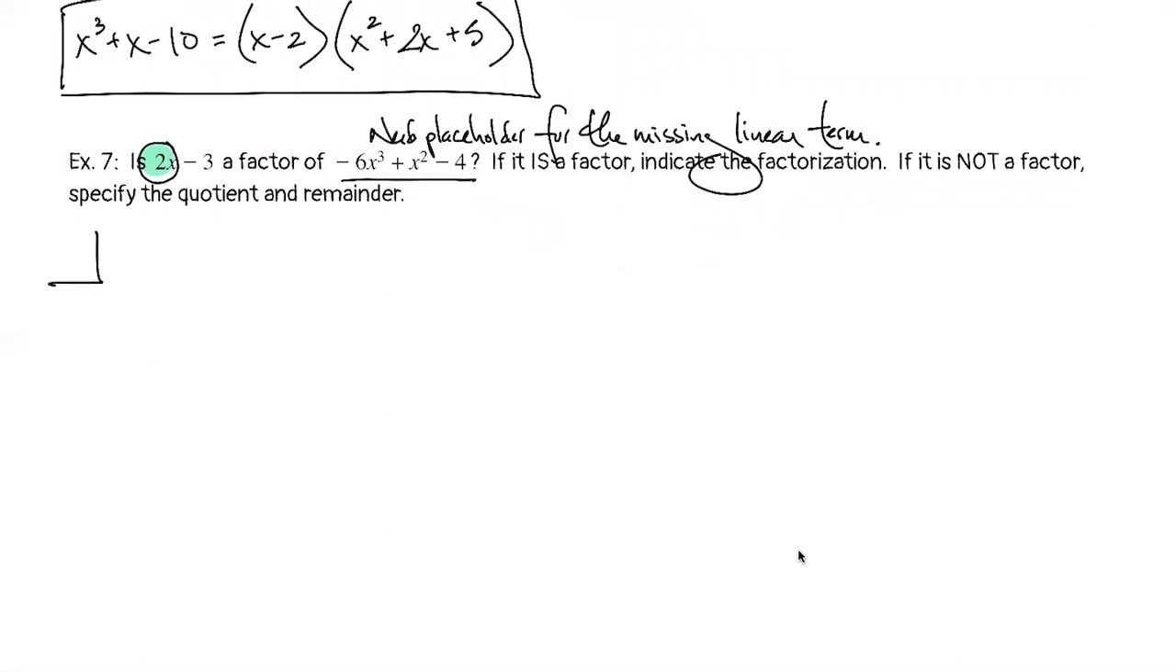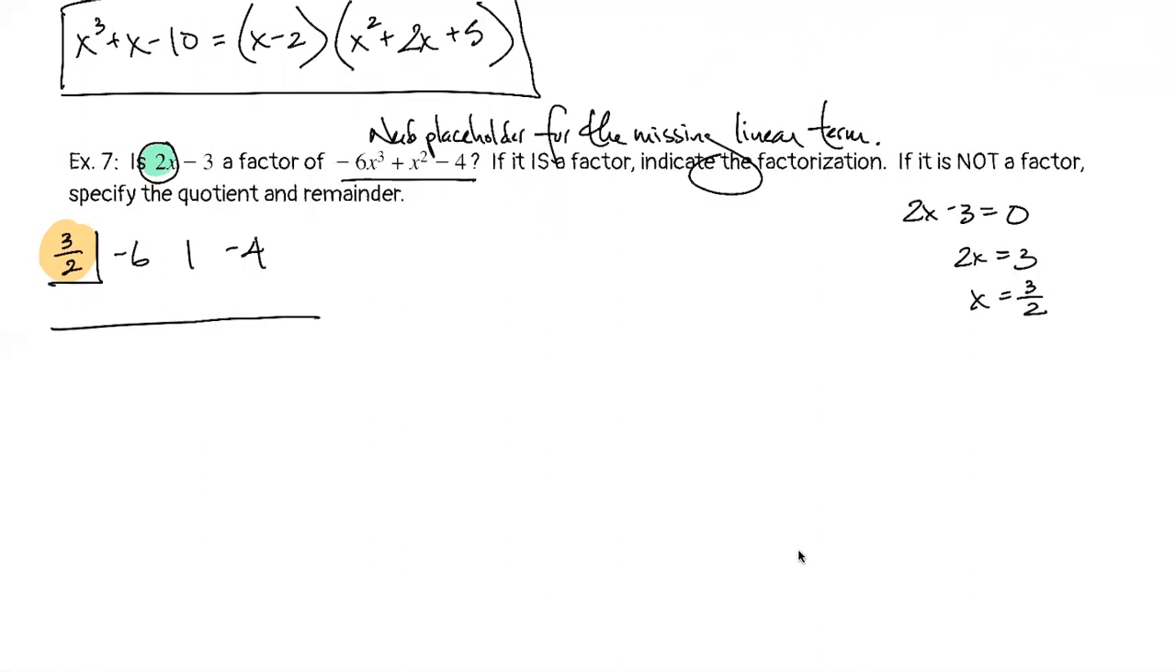Okay, so let's do this. We'll do the wrong setup and then we'll do the right setup, okay? So the wrong setup would be, let's see, what number makes 2x minus 3 equal to 0? Okay, I'm gonna add 3, I'm gonna divide by 2. So that's where I'm getting 3 halves, okay? Now I'm gonna line up the coefficients in the wrong way. -6, 1, and -4, okay? So this is the wrong setup.